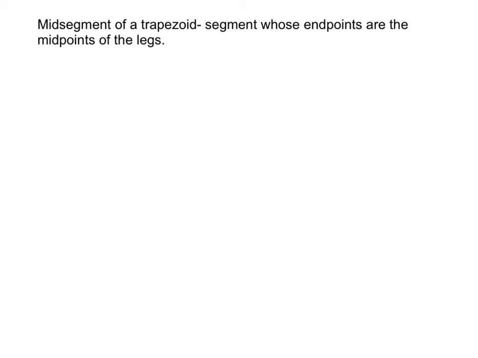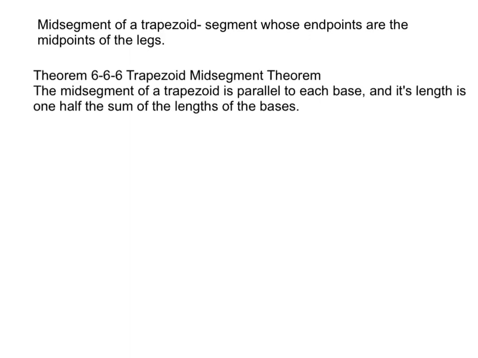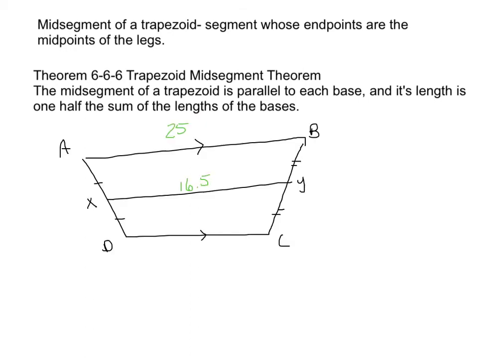Now we're about finished, but we do have one more theorem, and it deals with the mid-segment of a trapezoid. The mid-segment of a trapezoid is a segment whose endpoints are the midpoints of the legs. This theorem says that the mid-segment of a trapezoid is parallel to each base, and its length is 1/2 the sum of the lengths of the bases. This is very similar to the triangle mid-segment theorem, just with a slight difference when we're talking about the sum of the lengths of the bases. So we're going to jump straight into an example using this theorem because there's not much to it.